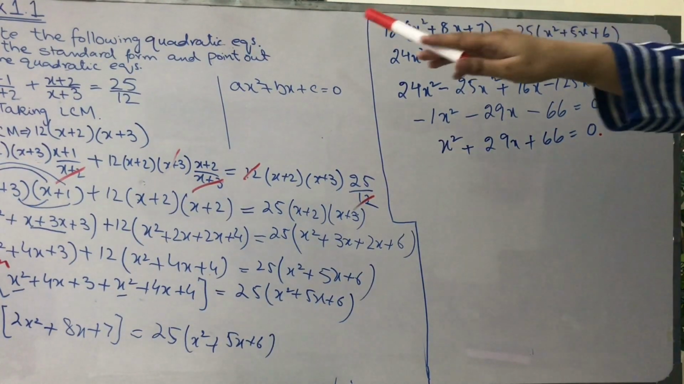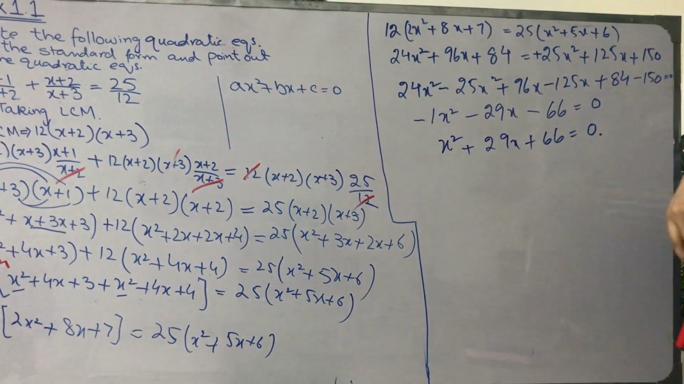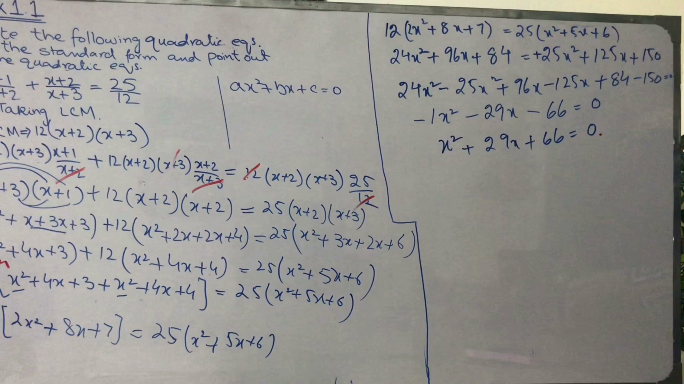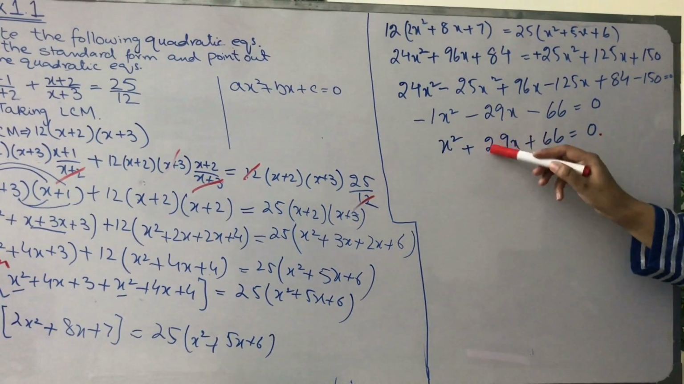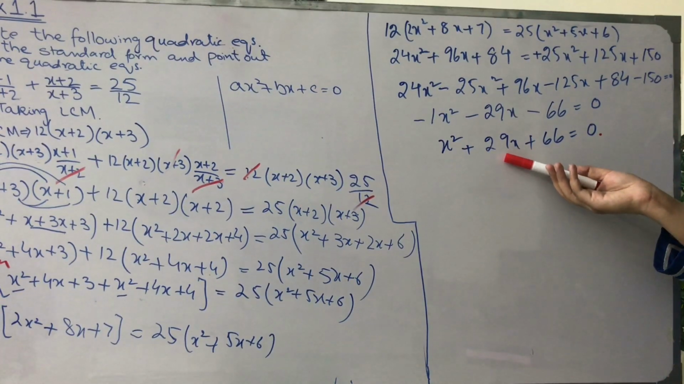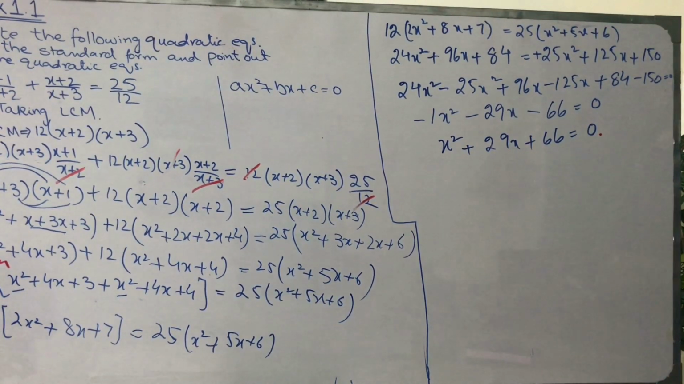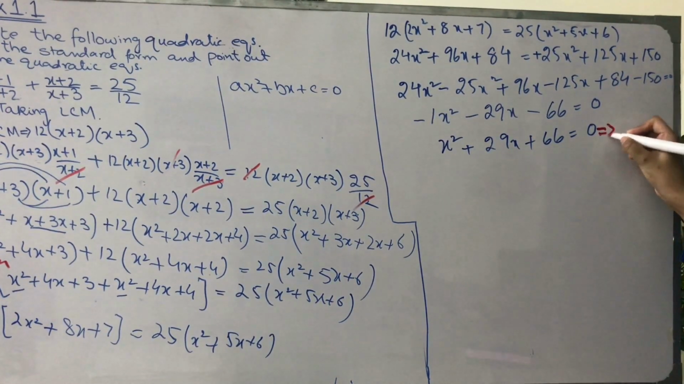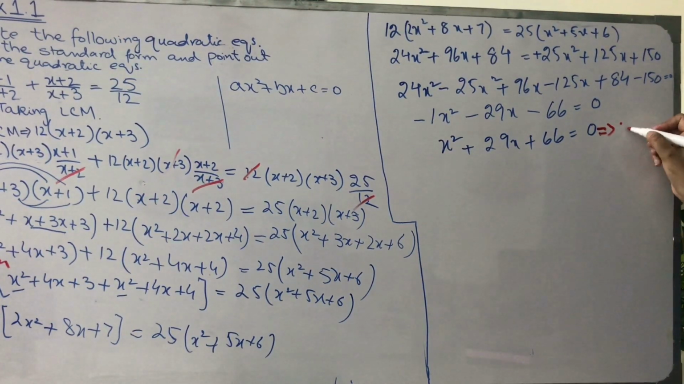Now question was point out pure quadratic equation. Is it pure quadratic or not? For pure quadratic you should know that the value of this should be 0. So here we have 29x. It means that this is not pure quadratic. This is its standard form.